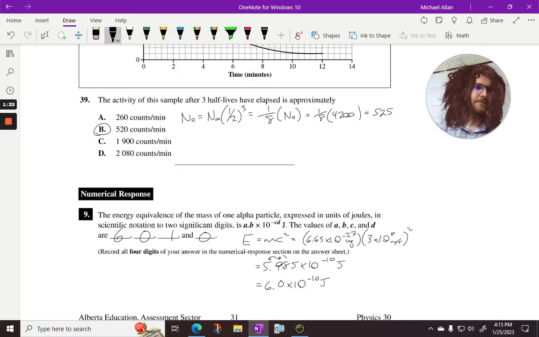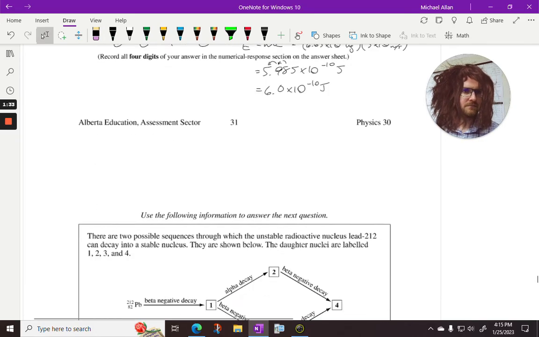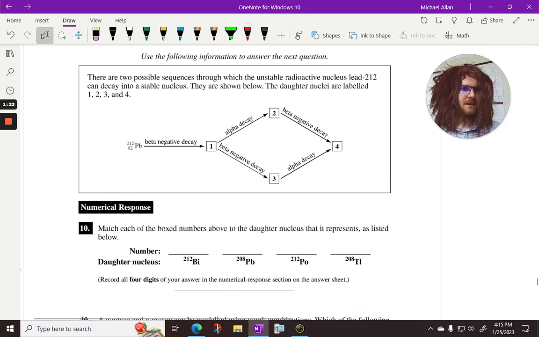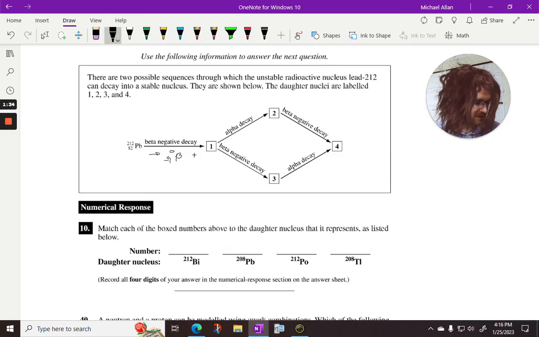Cool. Okay, there are 2 possible sequences. We did this decay chain before. So remember, beta negative is a negative 1 on the bottom with 0 on the top. If it was beta positive, it'd be a positive 1 on the bottom, but still 0 on the top. Remember, the 0 on the top represents 0 nucleons. The mass is really, really small, so you can't really consider it to be a nucleon.